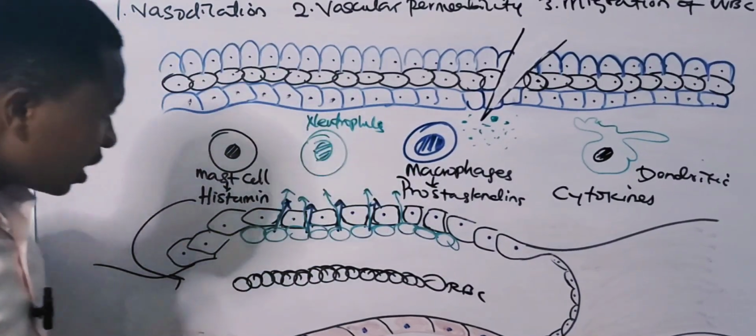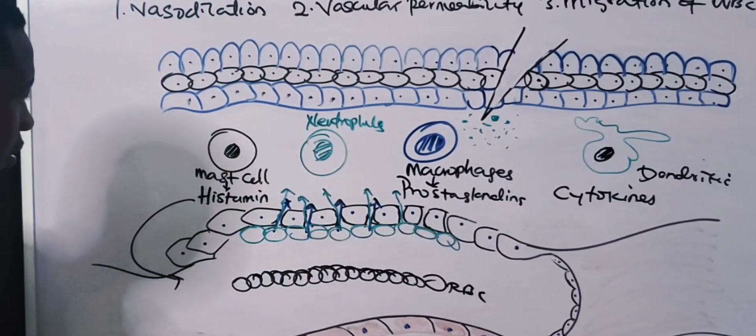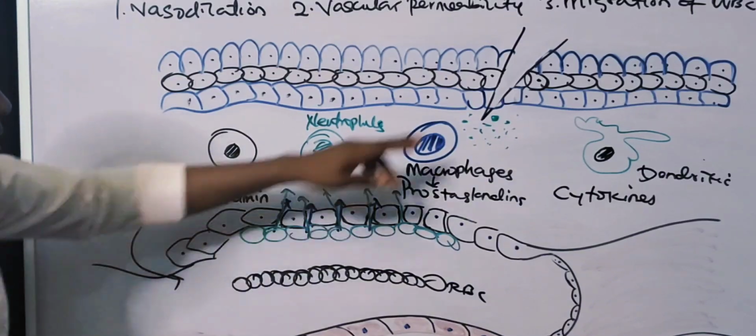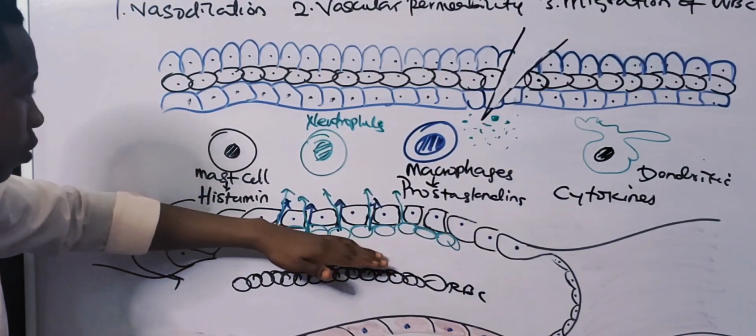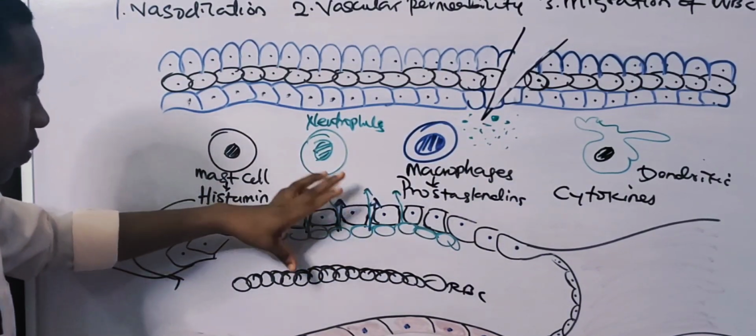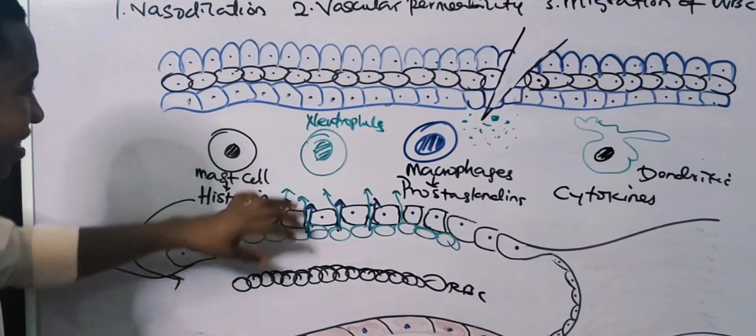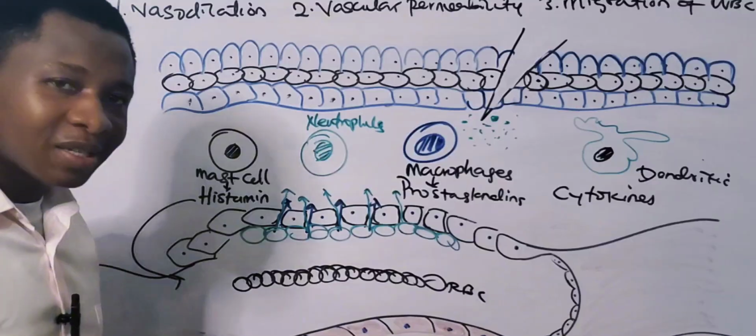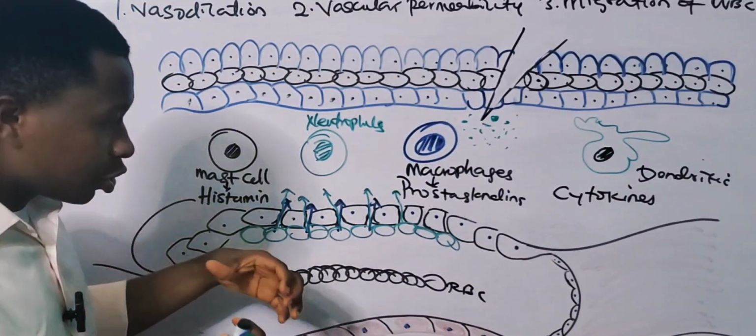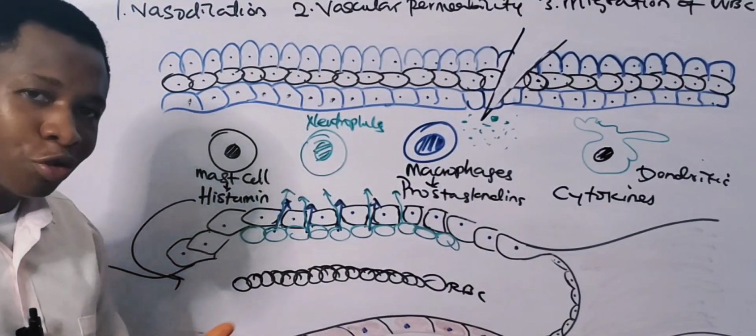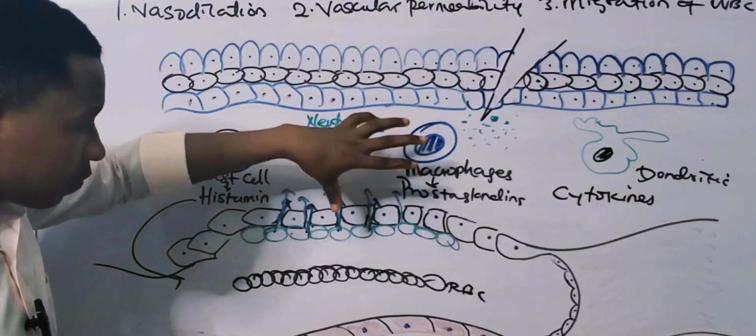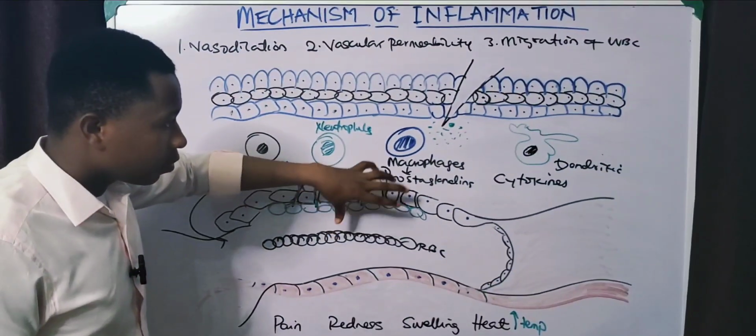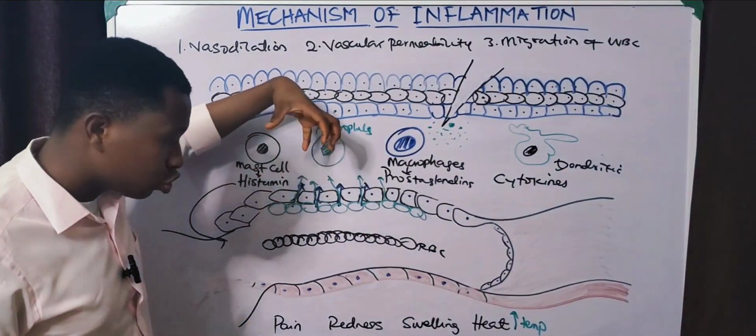All right, the next thing that happens after we've talked about migration of white blood cells: the neutrophil comes out of the blood vessel. Now, this also leads to the other signs. Because of the retraction of cells, we have what we call swelling. That particular part of the body that is infected will begin to swell.